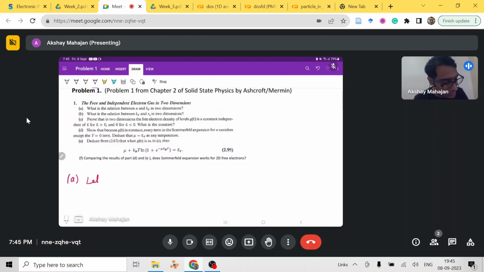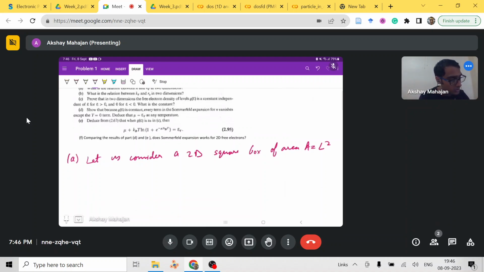So for this we will just go similar to what we did for our 3D. Let us consider a 2D square box. Okay, now you consider a square box of area A equals L squared. So this could be a 2D crystal in 2 dimensions. So we are talking about some 2D crystal. So if you remember, in 3D we considered a 3-dimensional box, but now we are just considering this 2D box.